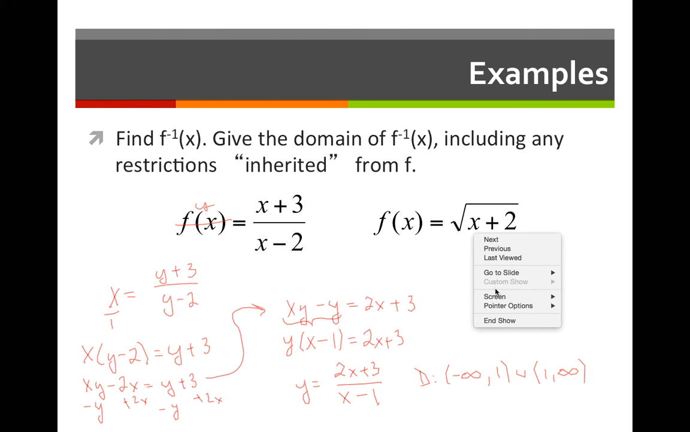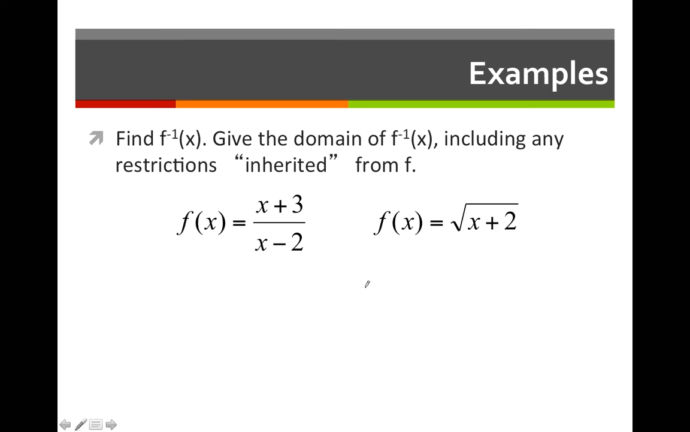If we were to try the next question. Remember, this is a y, so I'm going to swap x and y. And I have to get y by itself. This is the easier problem. I'm going to square both sides, and I'm going to get y by itself. And I get that function right there.